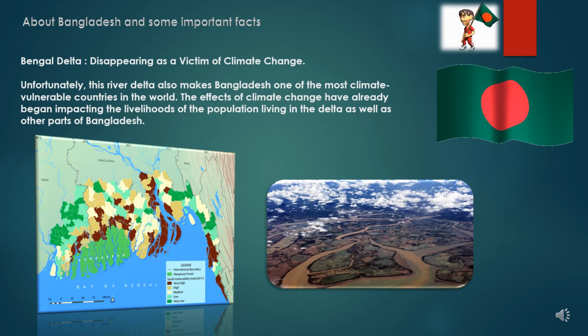Bengal Delta, disappearing as a victim of climate change. Unfortunately, this river delta also makes Bangladesh one of the most climate vulnerable countries in the world. The effects of climate change have already begun impacting the livelihoods of the population living in the delta as well as other parts of Bangladesh.